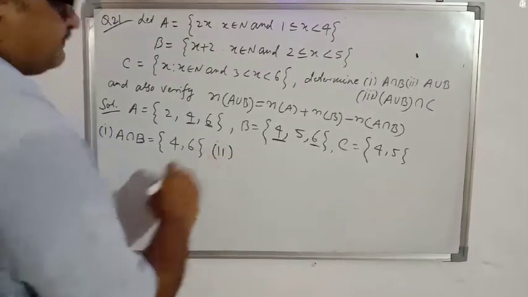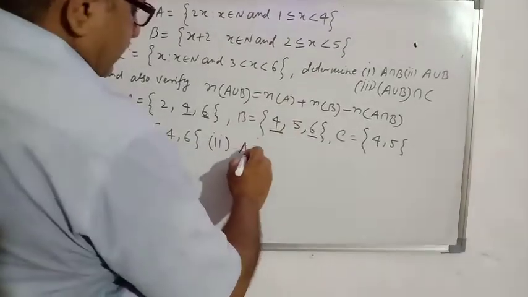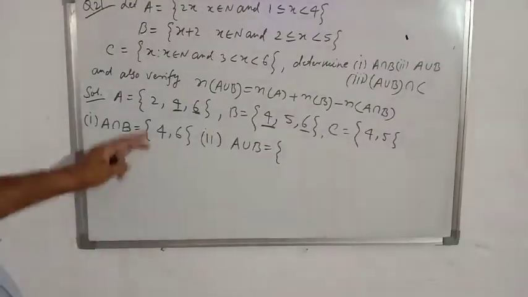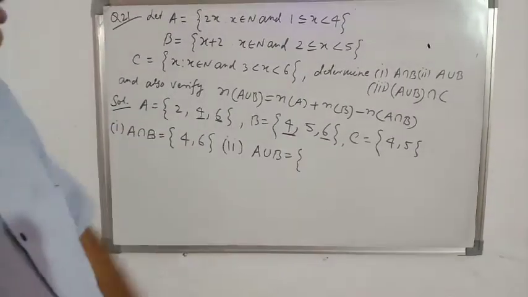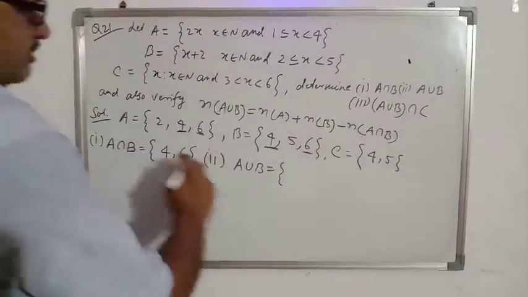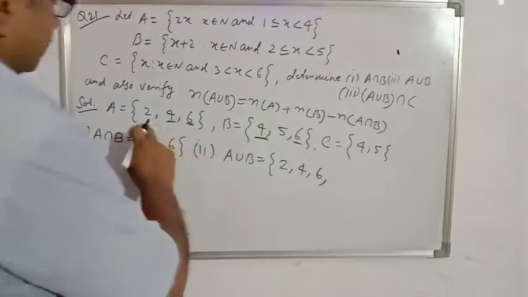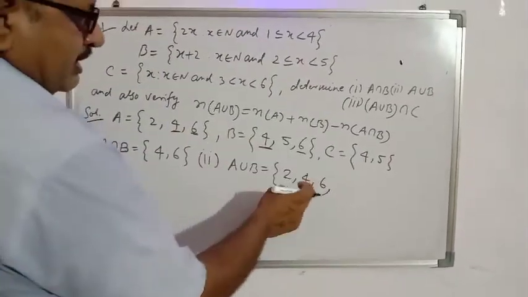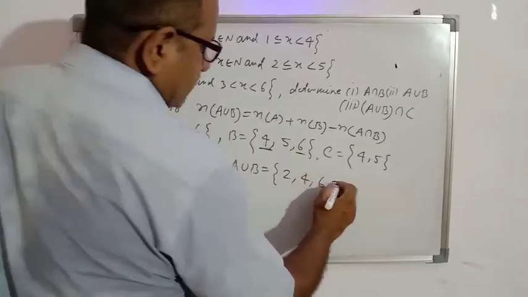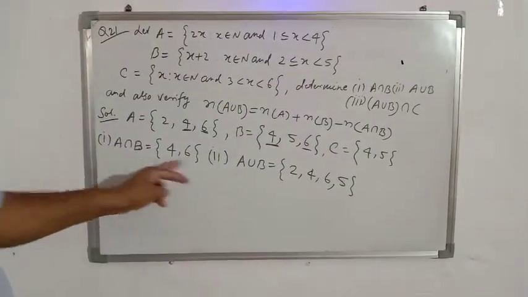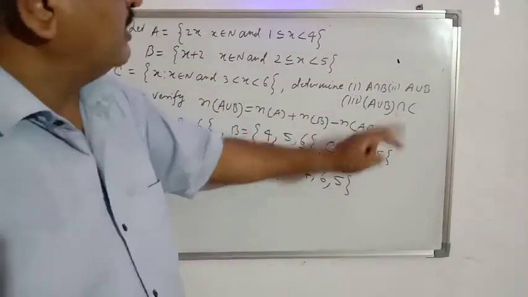Second part, we have to write A union B. In A union B, we will write all the elements of both the sets. Right? 2, 4, 6, 2, 4, 6. 4, 6 is already written here. So next element will be 5. So first A intersection B, A union B, and third one.